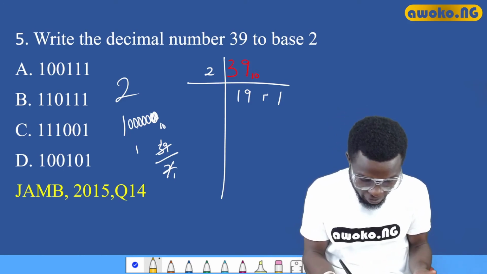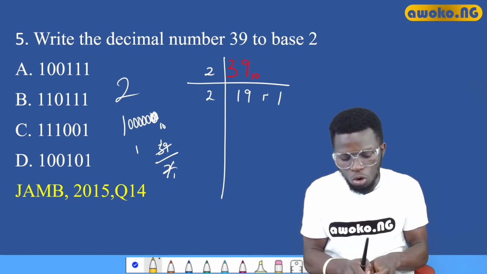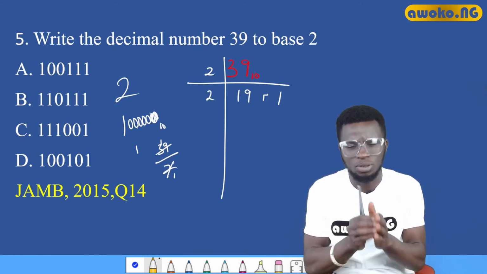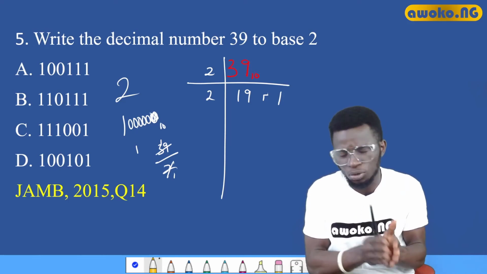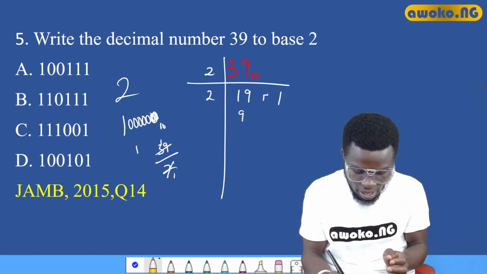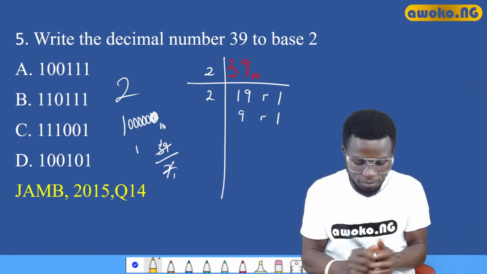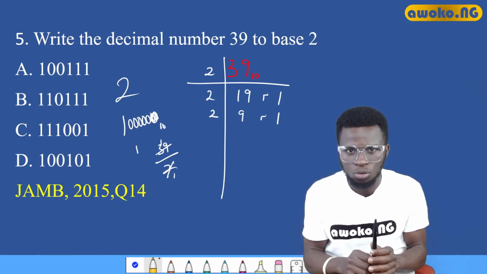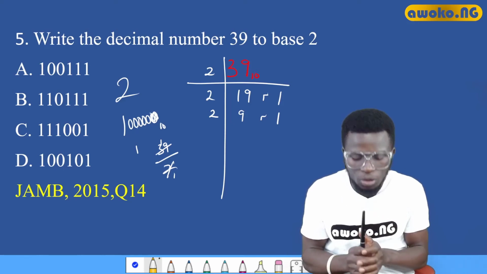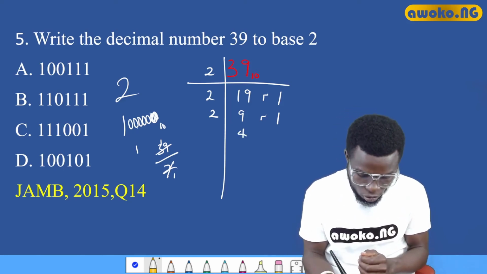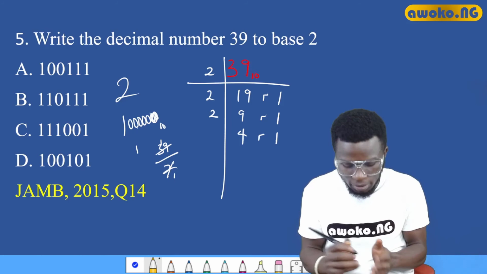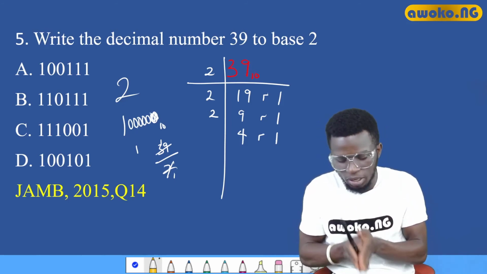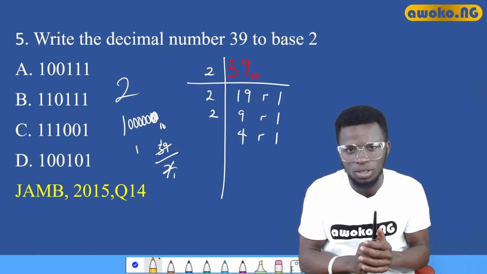Okay, so we have 2. 2 goes in 19 how many times? Of course, it is also 9 times. 2 times 9 is 18. We have 9, remainder 1. 2 again, because that is the same number we are converting to. So 2 goes in 9 how many times? 4. 2 times 4, 8, remainder 1. So 2 times 4 is 8, remainder 1 will give us 9. So we are still on track.